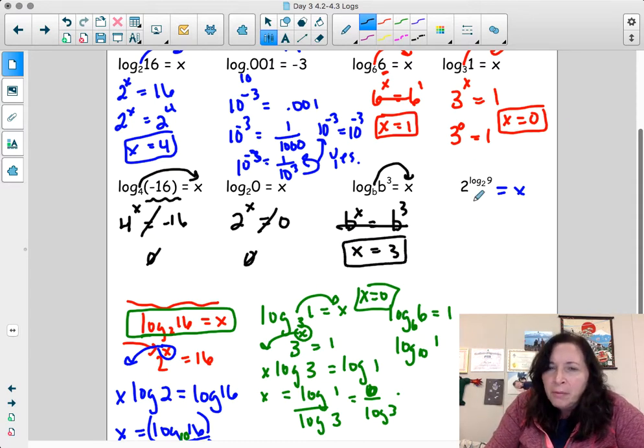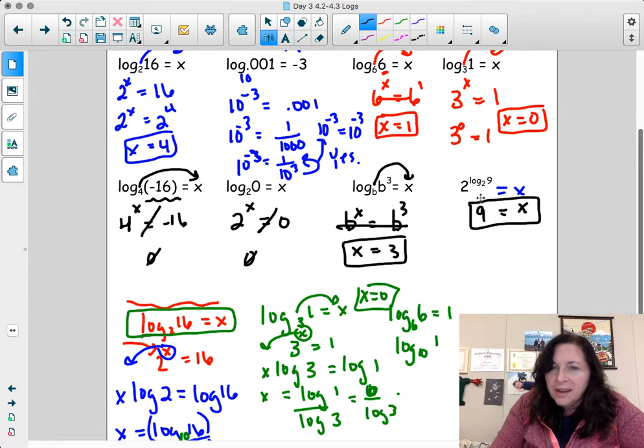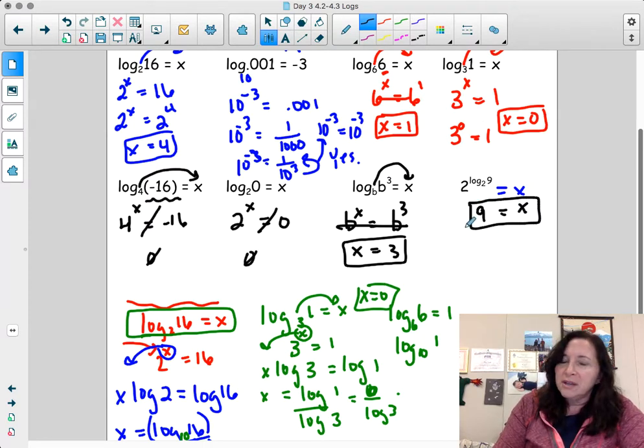Now, this problem is another one of those little tricks that logarithms have. When your base here is 2 and you have log base 2 of 9 as your exponent, when those values are the same, what ends up happening is I do get x is equal to 9. I know sometimes it's hard to just accept something like that, so I'm going to prove to you how this works.